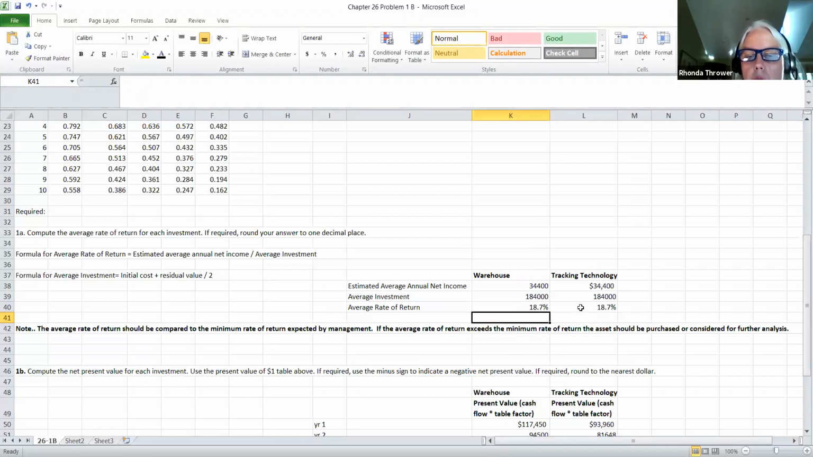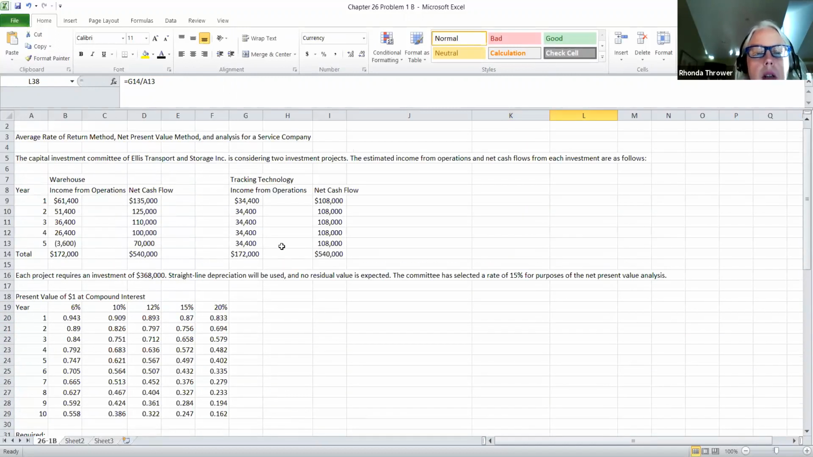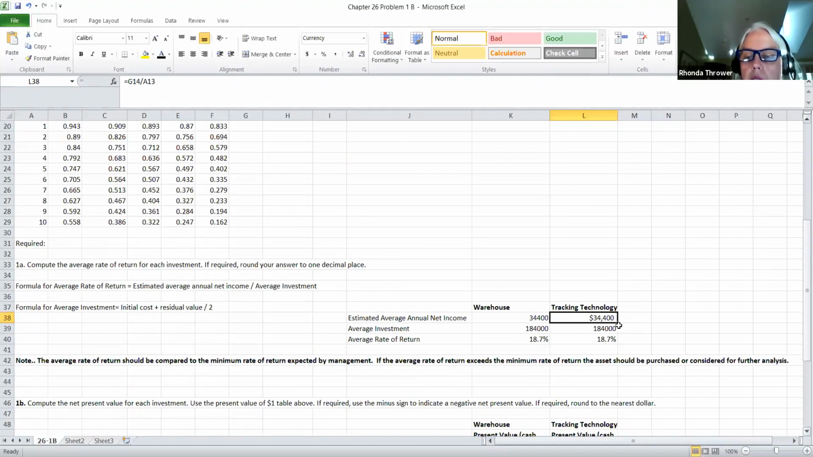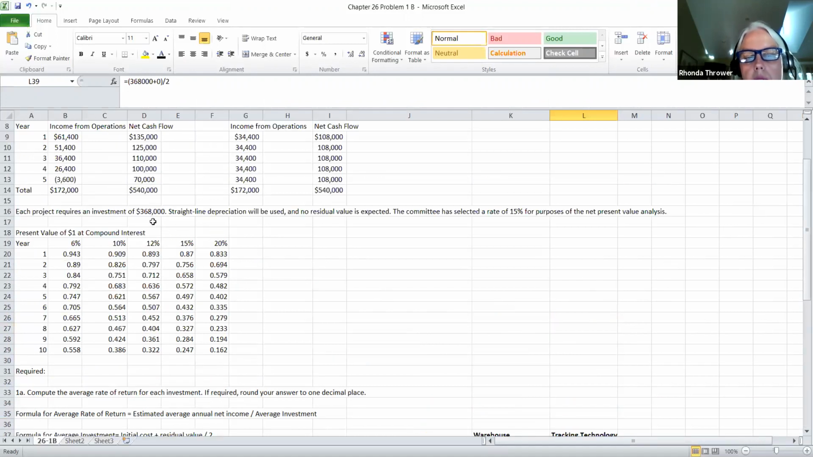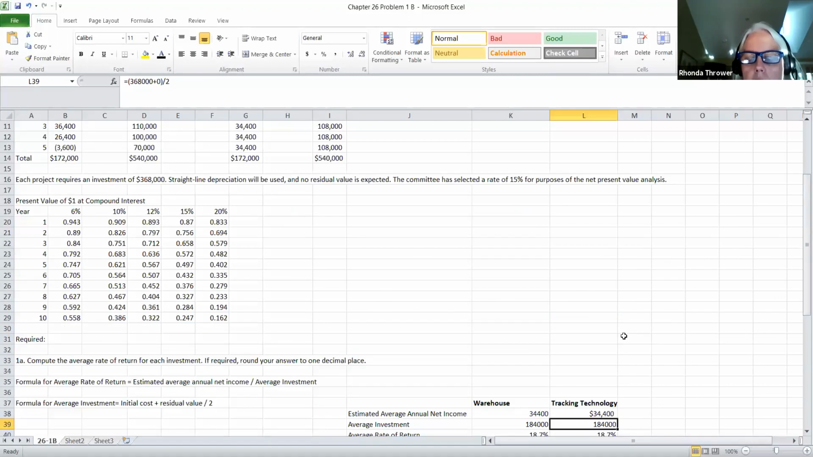For the tracking technology, we do exactly the same thing. We're using the same formula right here. And to find the estimated average annual net income, what we would do is take the total income that they've given us, which is 172,000, and divide it by a 5-year life, because this asset also had a 5-year life. So it gave you the very same thing. It gave you 34,400. The average investment is also the initial cost of the investment, which was 368,000, plus the residual value divided by 2, and that gave you 184,000.